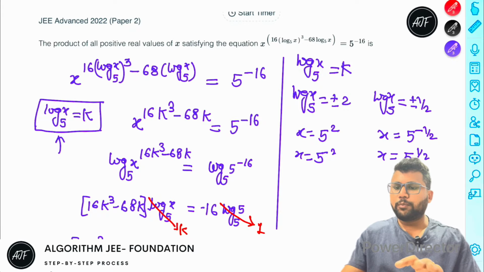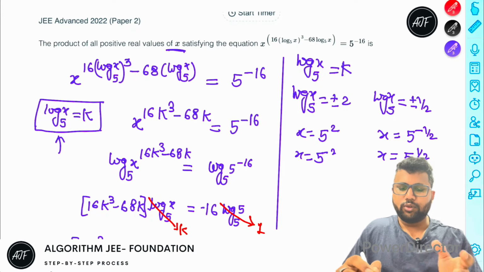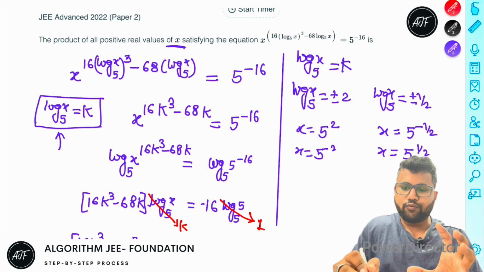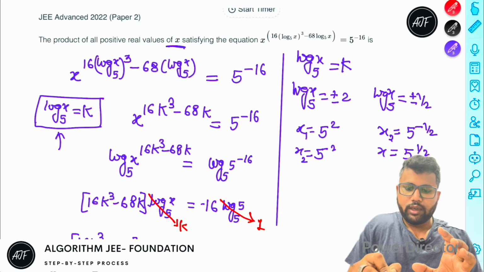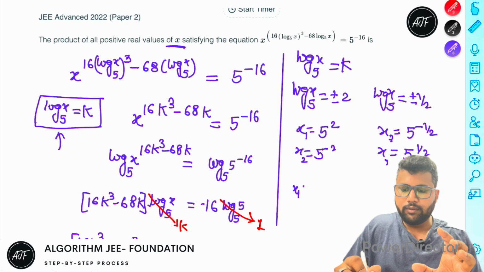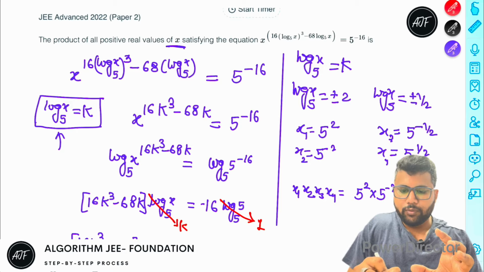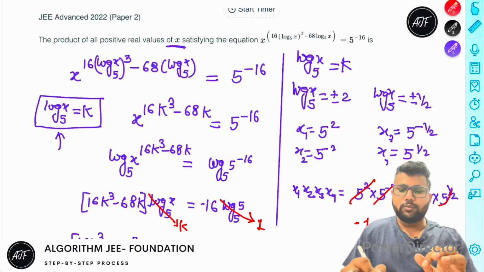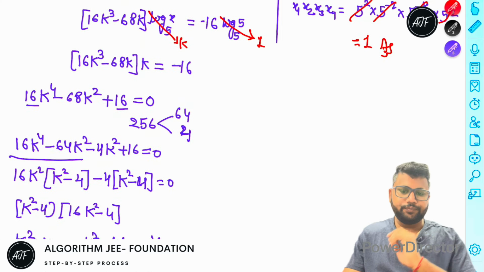After that, we need the product of all the real values of x. So there are four values, x1, x2, x3 and x4. The product x1, x2, x3 and x4 is 5 power minus 2, 5 power minus 1 by 2, 5 power 1 by 2 and 5 squared. Everything cancels out, and the product is 1. So the answer to this question is 1.